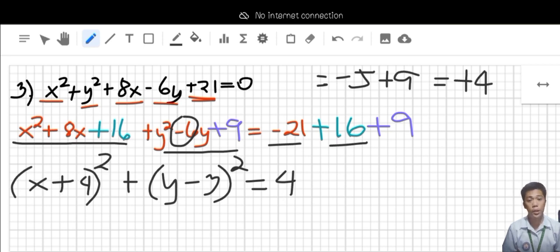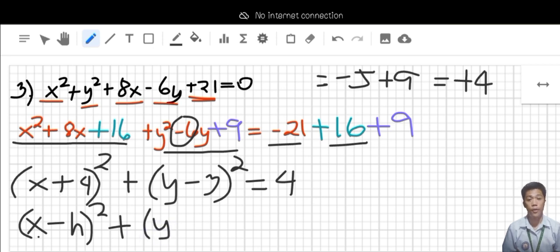Find the center and the radius of the equation. We are going to compare it to the general form. The general form is (x minus h) squared plus (y minus k) squared is equal to r squared.